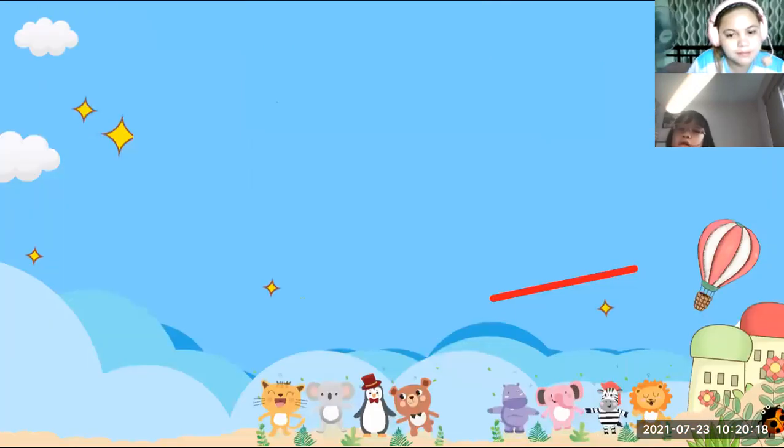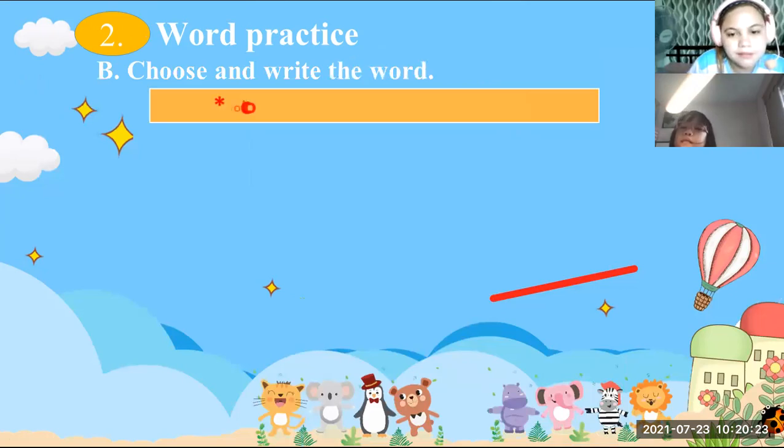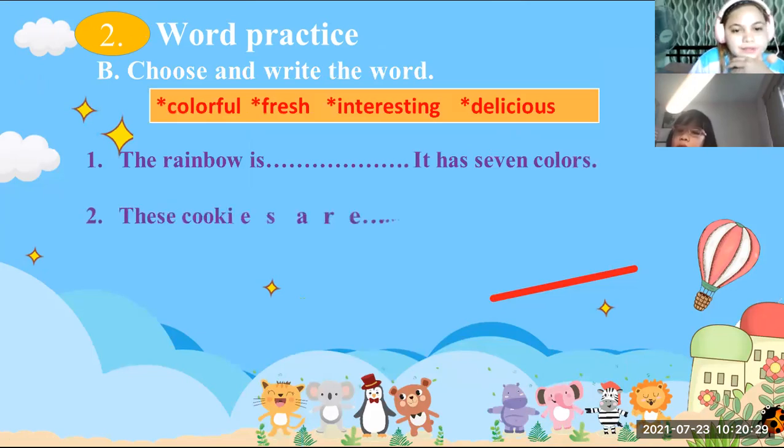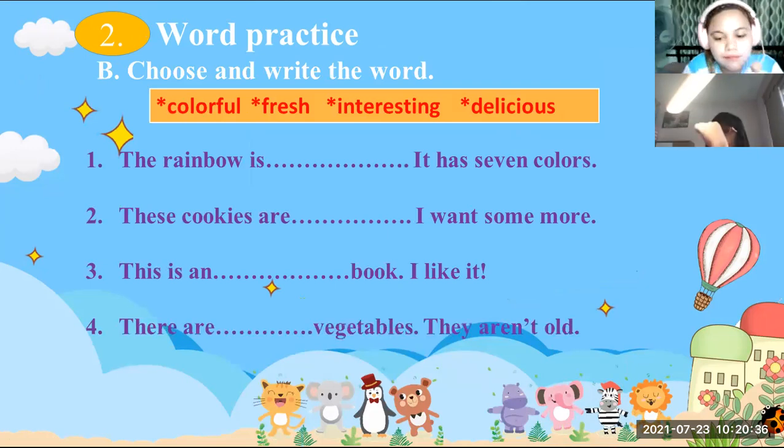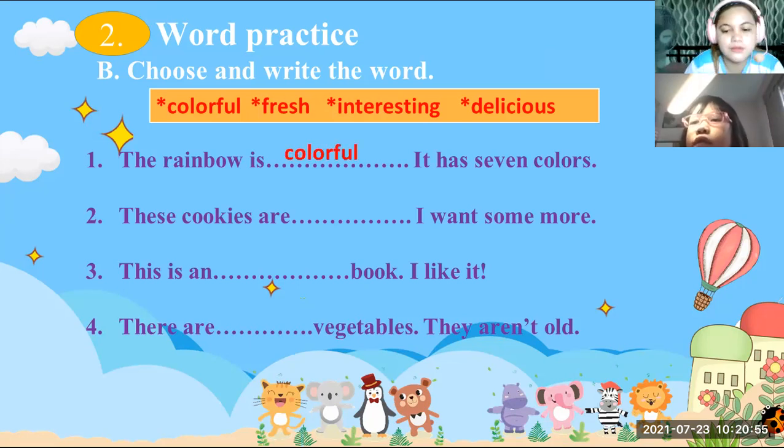Okay, next one, Han. Let's see. Okay, this is letter B. Choose the correct words on the box. So you're going to read the sentences here, Han, and then choose the correct word on the box. Okay, start now. Number one. The rainbow is colorful. The rainbow is colorful. Okay.